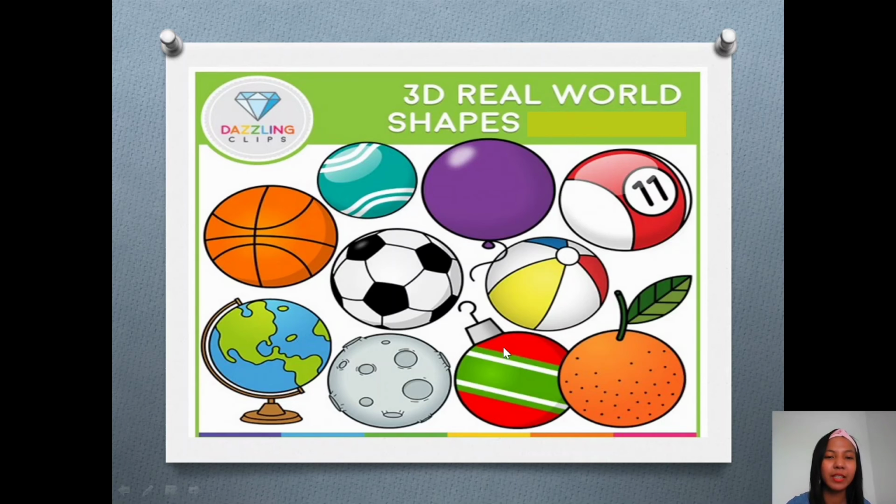Next, what kind of 3D shape is this? It's a sphere. Can you spell out the word sphere, please? S-P-H-E-R-E-S, spheres. It has an S because there are many spheres. If it's only one, there's no S. Here we have many balls, an orange, and a globe model.